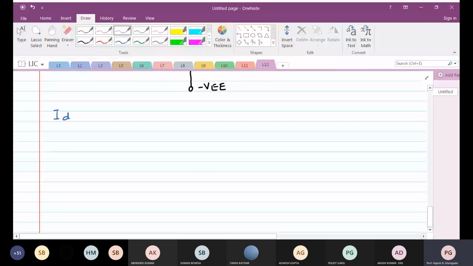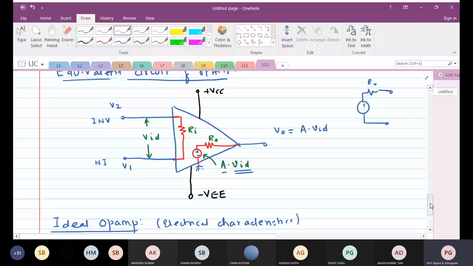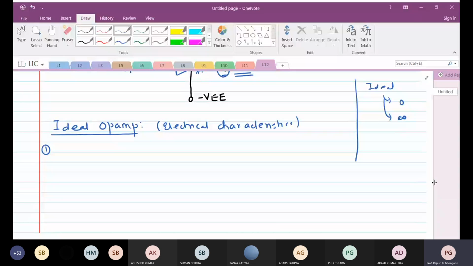Then let us see the characteristics of an ideal op-amp. I'm going to list down the electrical characteristics. Please note, I'm talking about the ideal op-amp. So for the ideal op-amp, what should be the value of A? Remember always that whenever somebody asks you a question with the keyword ideal, the answer generally is either 0 or infinity. So in case of ideal voltage gain, what should be the voltage gain? 1.